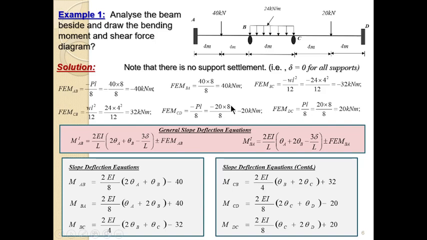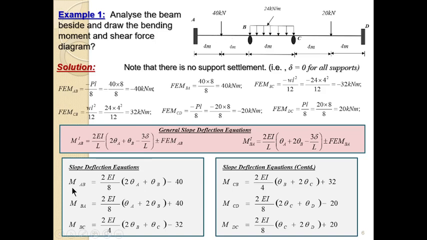And so the next thing we are going to do is to generate the slope deflection equation. So remember this general slope deflection equation. That's what we are going to use to generate the slope deflection equation for each support moment. So let's start with AB.